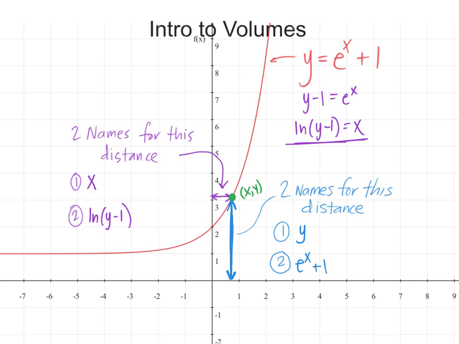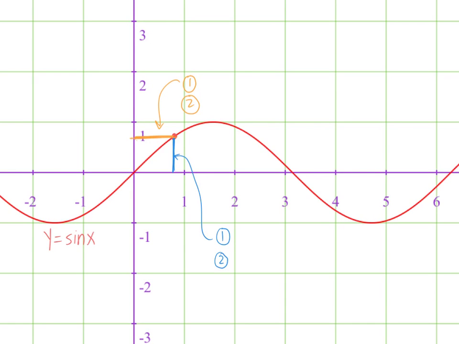So the big fact from this screen is the horizontal distance from the y-axis to a graph is called x, or whatever the function is solved for x. The vertical distance is either called y or the x part of the function, this side of the function, which is the same thing as y because that's the equation we're looking at. So take a minute and see if you can find two names for each one of these distances. I'm going to encourage you to pause and write these, fill out 1, 2 in orange and 1, 2 in blue. See if you can find those, and then resume and see if you got them.